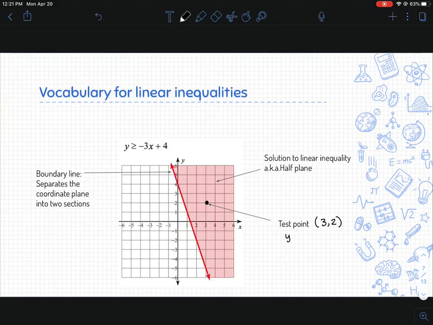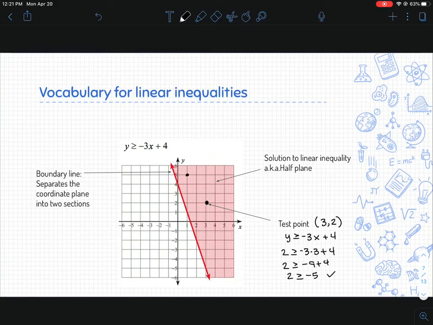So I've chosen the point 3, 2, and I want to test it in this inequality. So I'll substitute it in and see if the inequality is true. Negative 3 times 3 plus 4, so 2 should be greater than or equal to negative 9 plus 4. 2 is greater than or equal to negative 5. That's true.